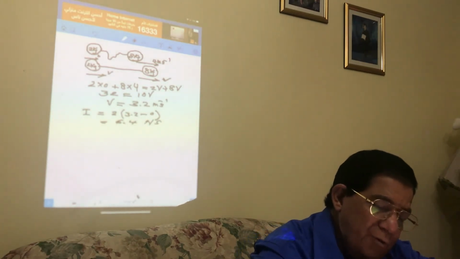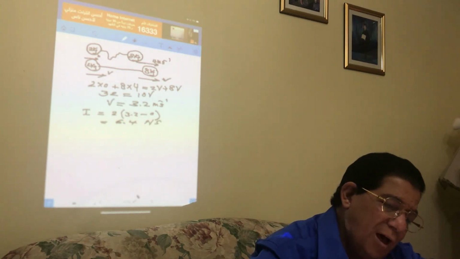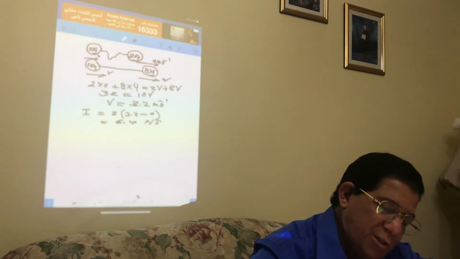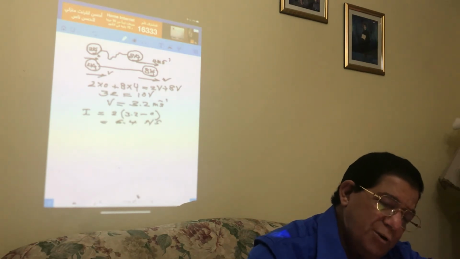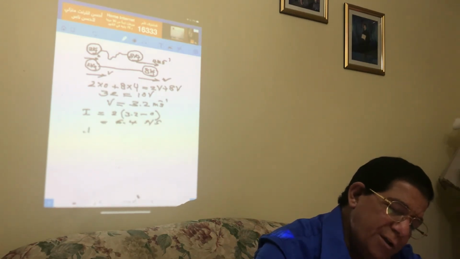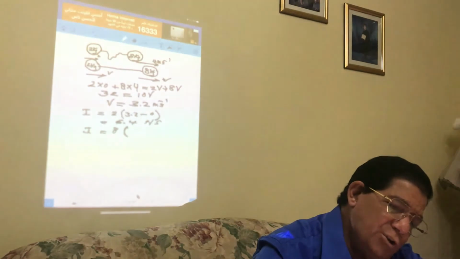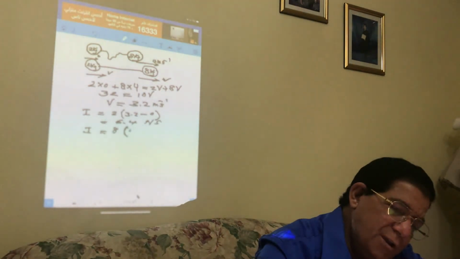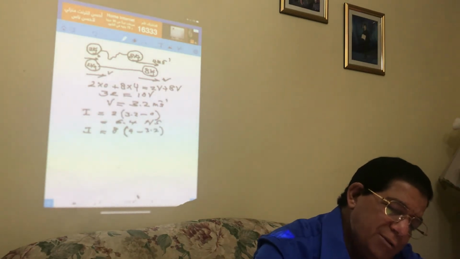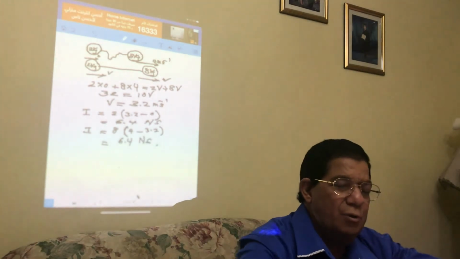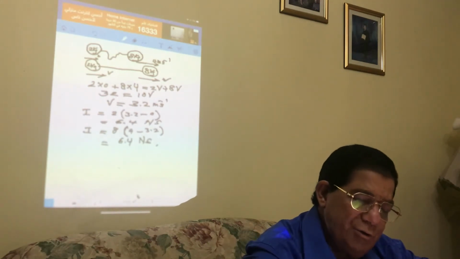Now, if we repeat the same thing for the other mass, it is not needed in the question, but for yourself to check, you say I equals mass 8. The two velocities are in the same direction. You subtract the larger velocity minus the smaller velocity, so you write 8 times (4 minus 3.2). So you will get 6.4 Newton second, because it is the same impulse between them.